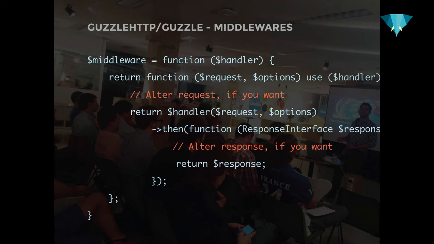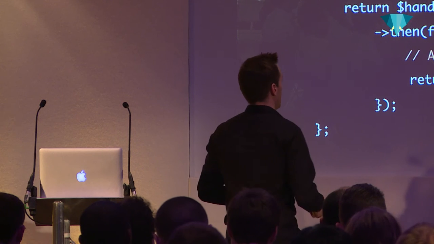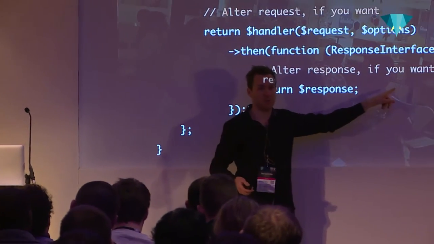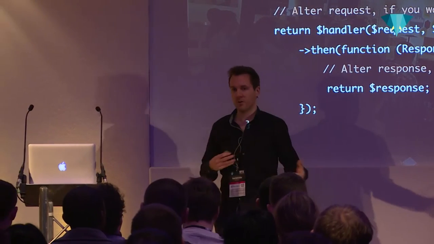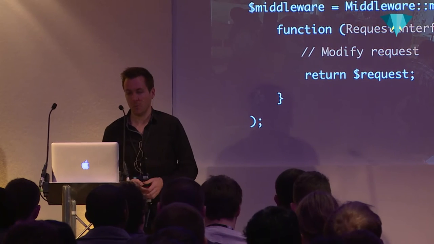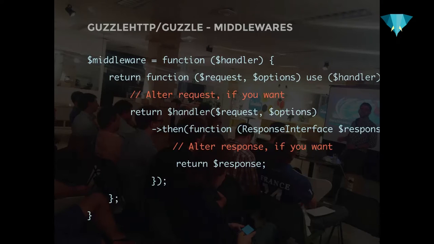So a callable looks like this. It's a blob of code, and there's 2 lines which are important. This line says, alter requests if you want to. You can alter a request object before sending it off with curl or something to the HTTP server. Afterwards, you can alter the response you got back if you want to. You don't have to. You can do either of those, you can do none of those, or you can do both of those.